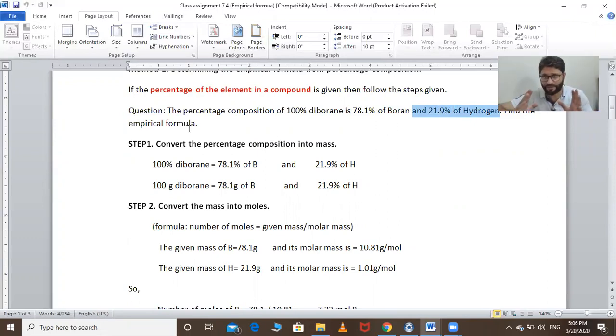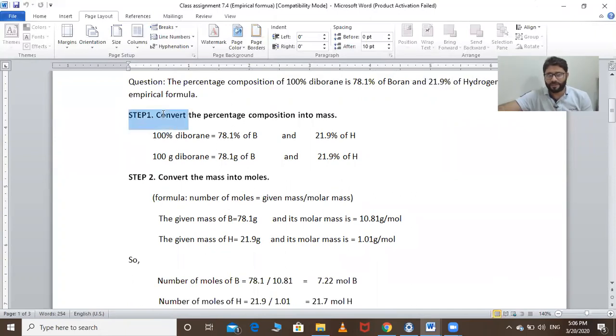It should be clear to you right now that diboron is made up of two elements, boron and hydrogen. The boron is 78.1%. Again, repeating, it is in percent, it's not in grams, it's not in moles. And the same for hydrogen, it's also in percentage. Step one is that you have to convert the percentage composition into mass. If you want to convert the percentage into mass, how do you convert it? As I told you, we have 100% of diboron, and this 100% of diboron contains 78.1% of boron and 21.9% of hydrogen.